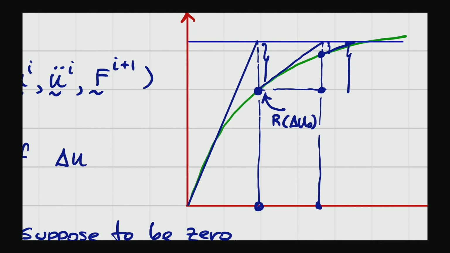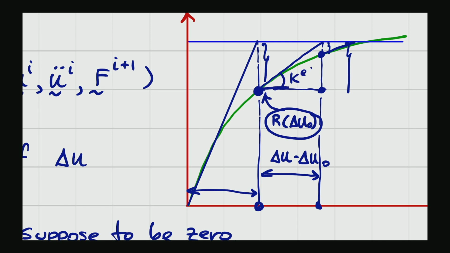So your delta U naught is moving along. Once you solve, you get the value of the delta U. Okay, you update and you evaluate the internal force resistance from this new number, and you start to calculate from the current point, the residual from this point, added up with this, which is the delta U minus delta U naught, right? And this is the K effective.